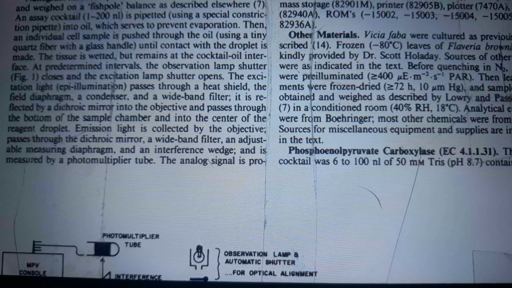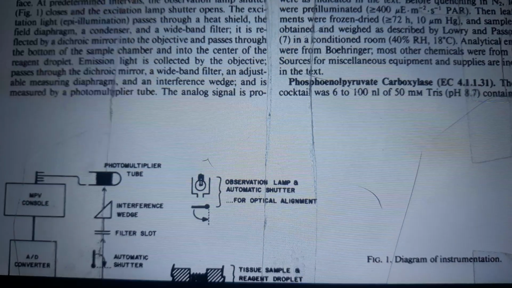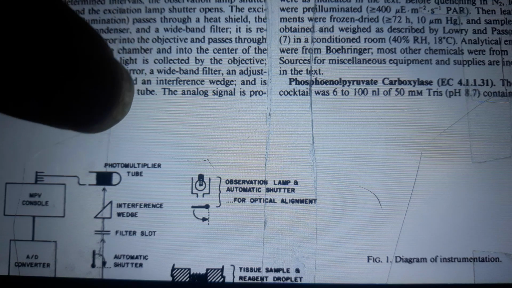The fava were cultured as previously described, and frozen. Leaves of Flaveria brownii were kindly provided by Dr. Scott Holliday. Sources of other plants are indicated in the text, before quenching in N2. Nitrogen leaflets were pre-illuminated. Then leaf fragments were frozen, dried, and samples were obtained and weighed as described by Lowry and Passonneau, in a conditioned room, 40% RH, 80 degrees centigrade. Analytical enzymes were from Boehringer. Most of the chemicals were from Sigma. Sources from miscellaneous suppliers are indicated in the text.